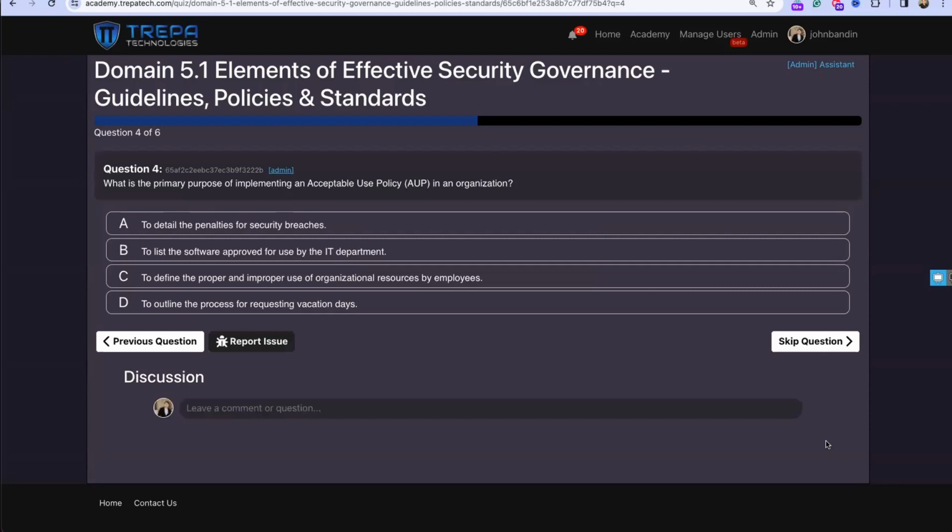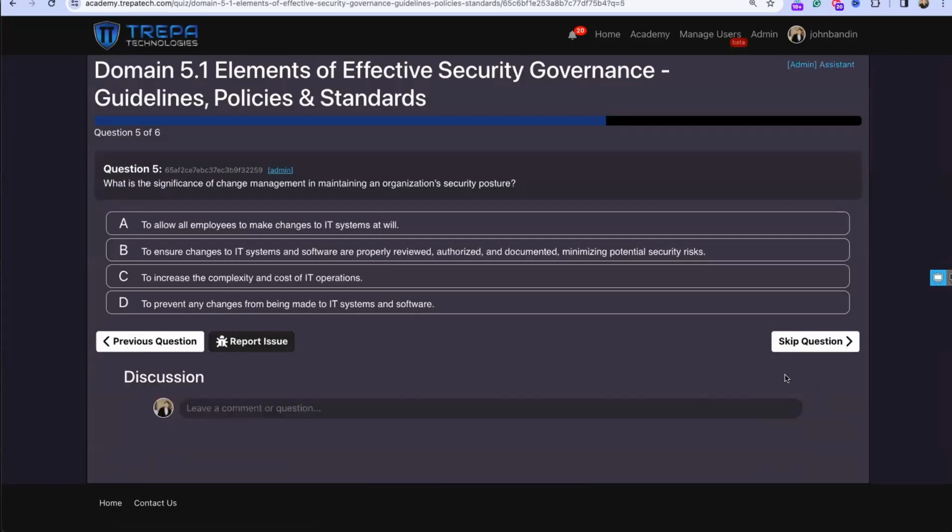Question 4, what is the primary purpose of implementing an acceptable use policy in an organization? That's going to be C. We want to define the proper and improper use of our resources, right? And we want to make sure our employees understand and sign, and we can hold them accountable for that.